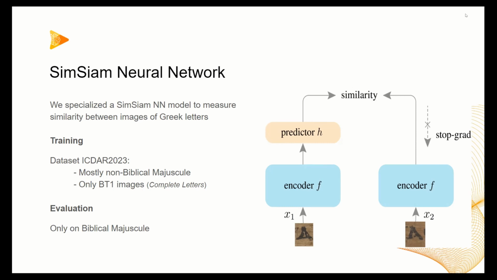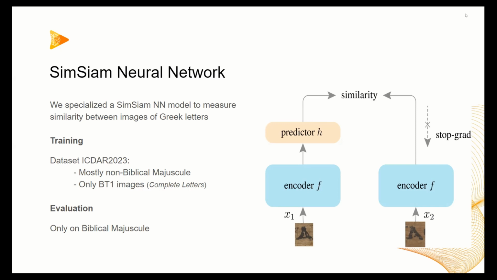To do that, we just take this data set that was used in the ICDAR 2023 competition. It's just a collection of letters written in Greek, but it's important to say that in this training, not all the letters are biblical majuscule letters. So they are just letters of ancient Greek written on papyri. And we took only images of the BT1 class. It means that, as Isabelle told us yesterday, these are only images that are complete, that display complete letters. There is no part of the letter that is missing.